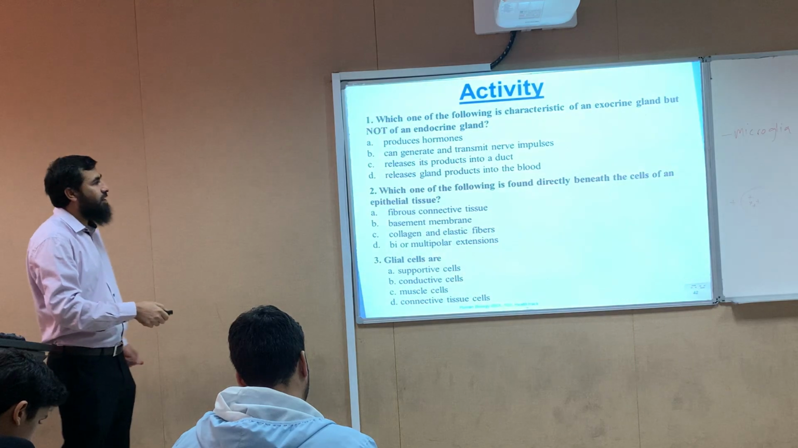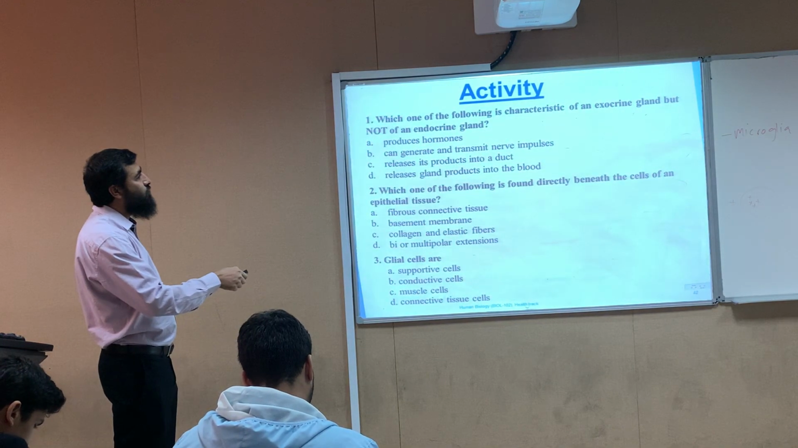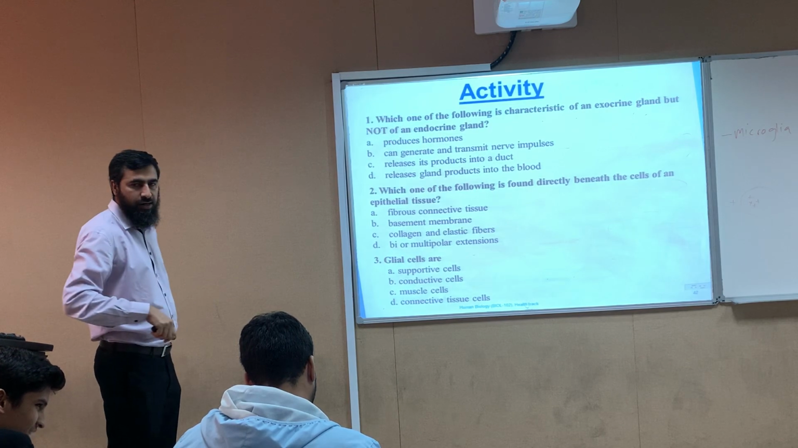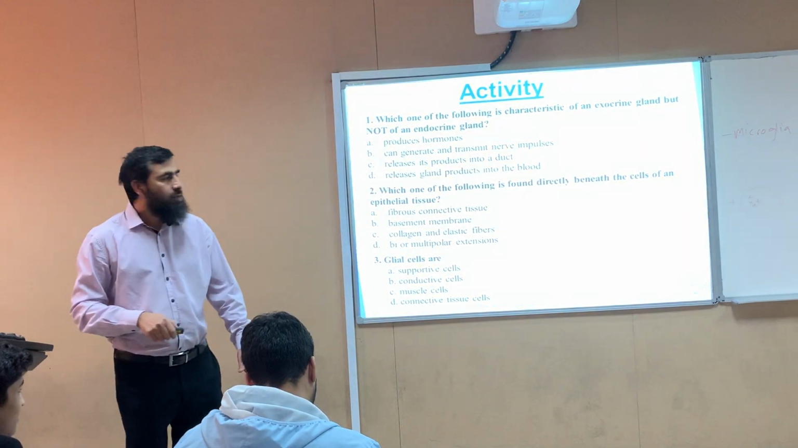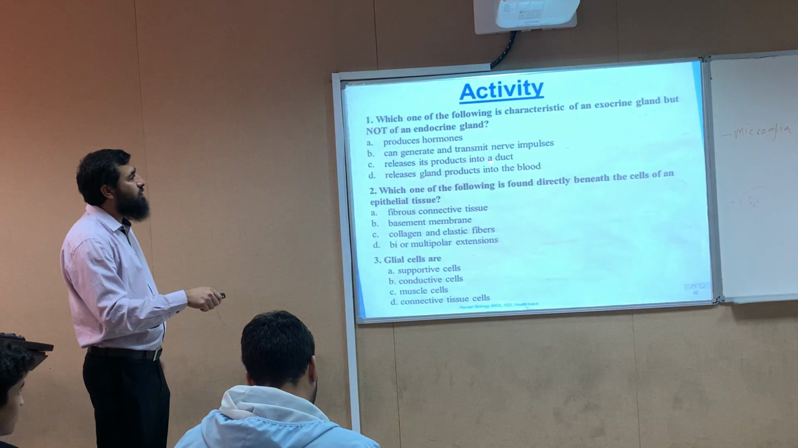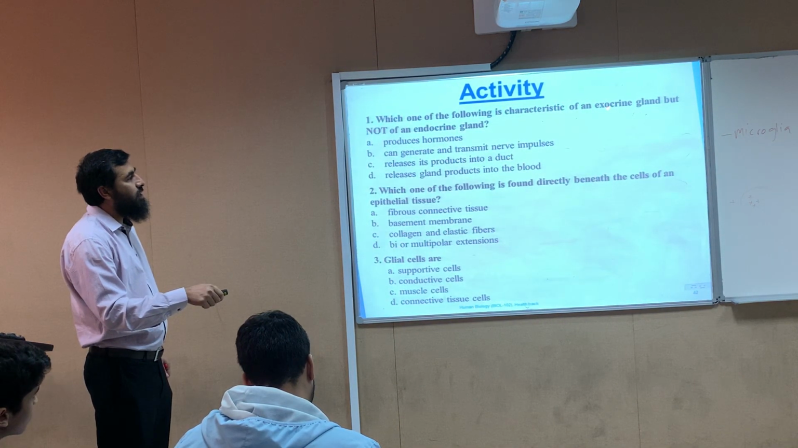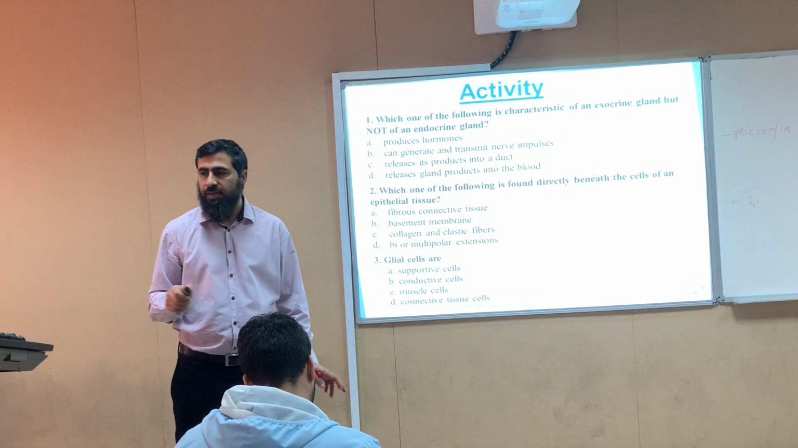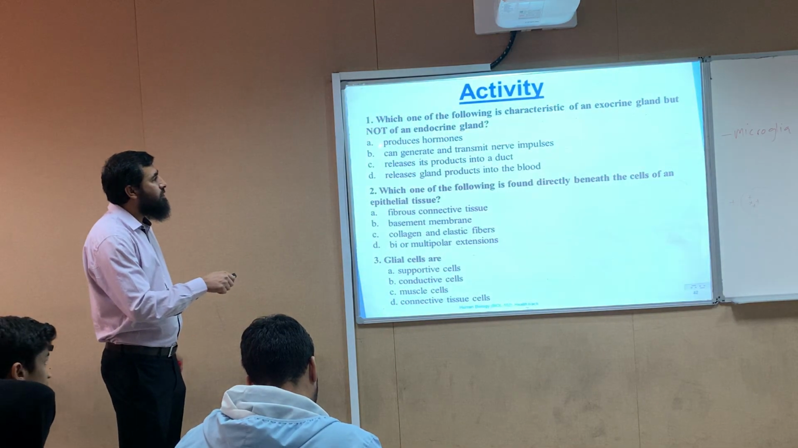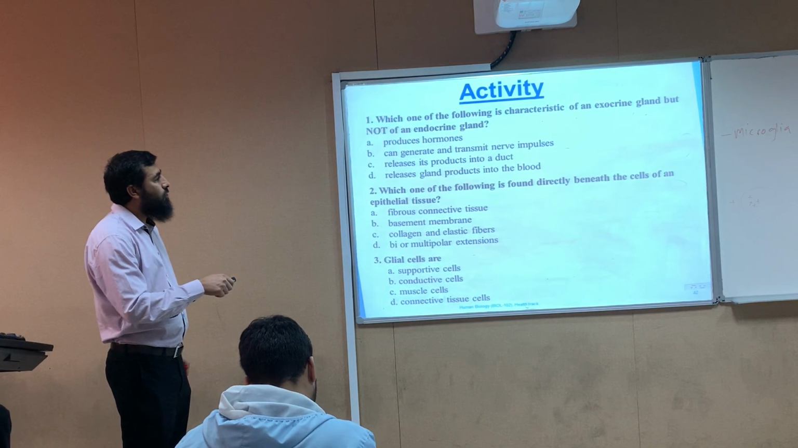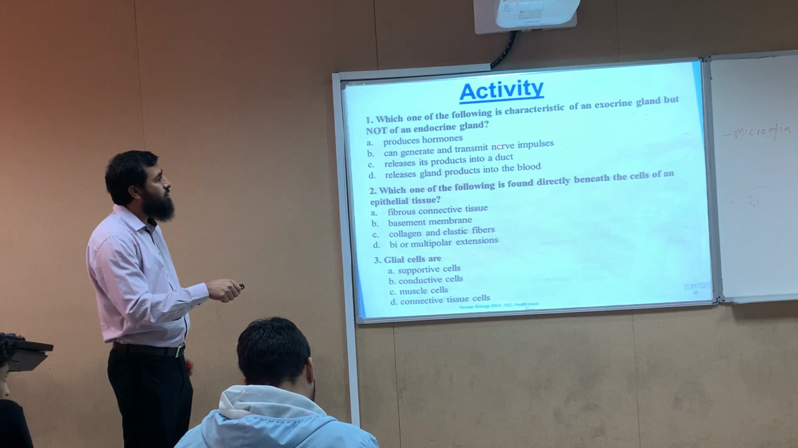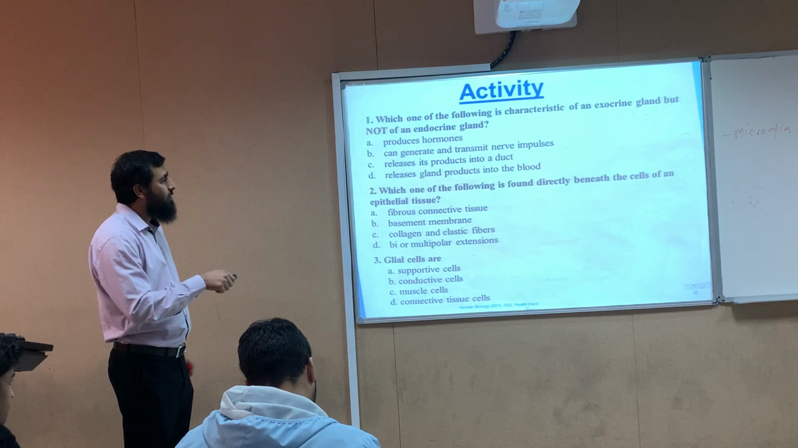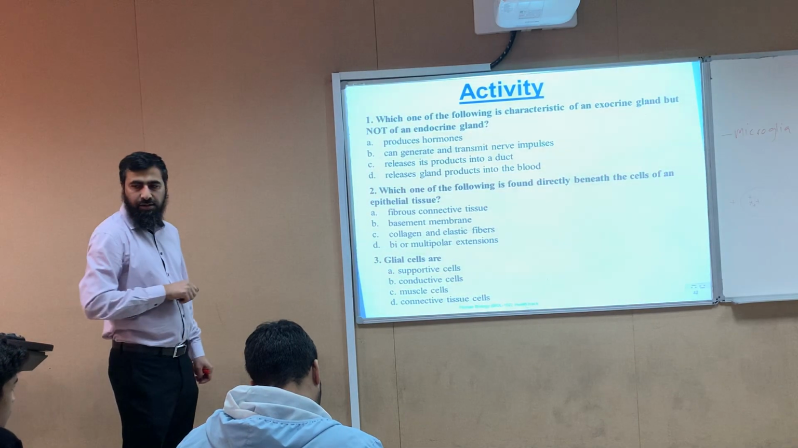Alright, question number 1. Which one of the following is characteristic of an exocrine gland but not of an endocrine gland? C. Release its products into a duct, okay? So remember that exocrine glands release products into ducts. Endocrine release into blood. Both of them produce hormones. They both generate and transmit. They don't do that. They release gland products into the blood. So only C. Okay.